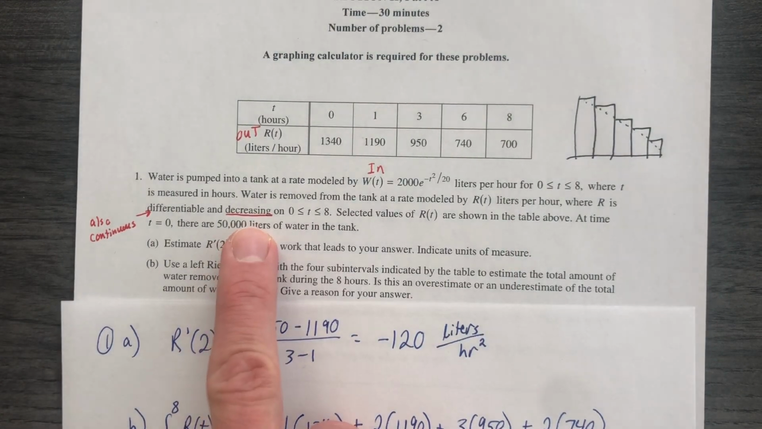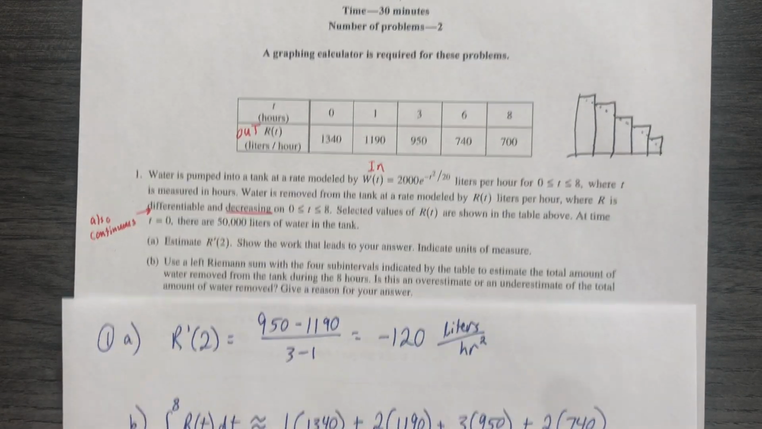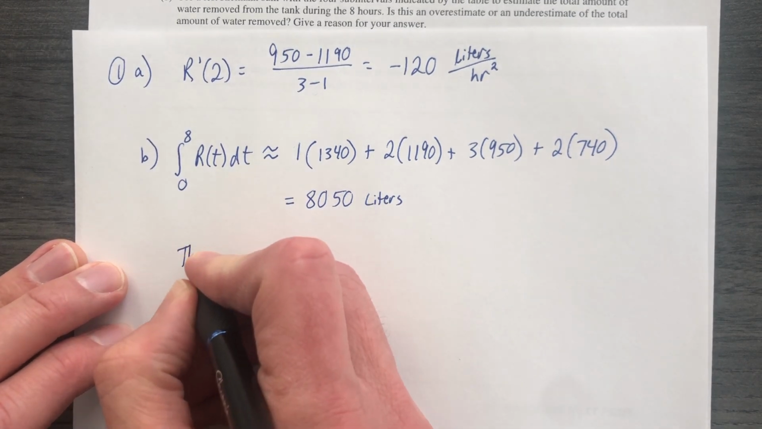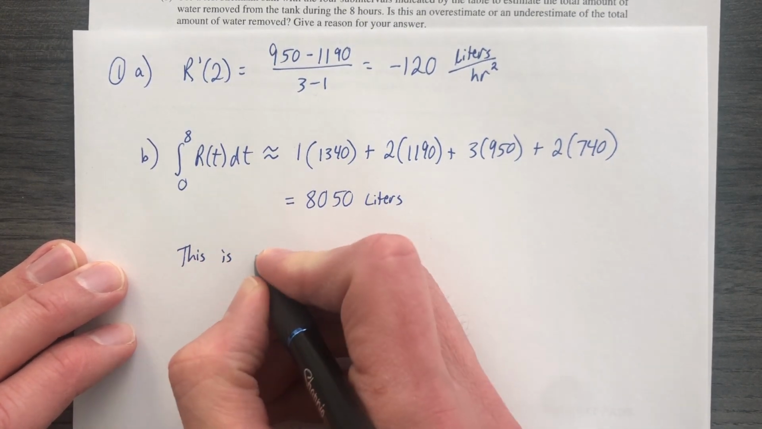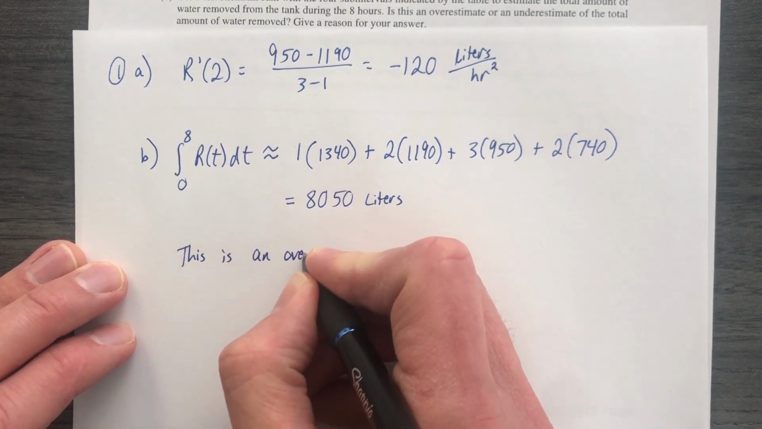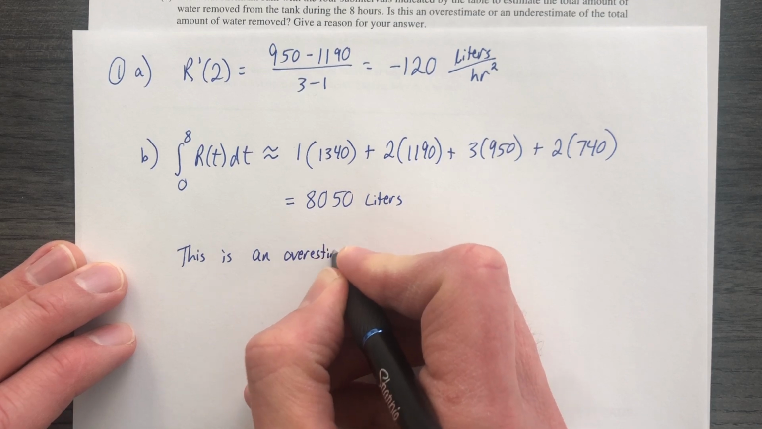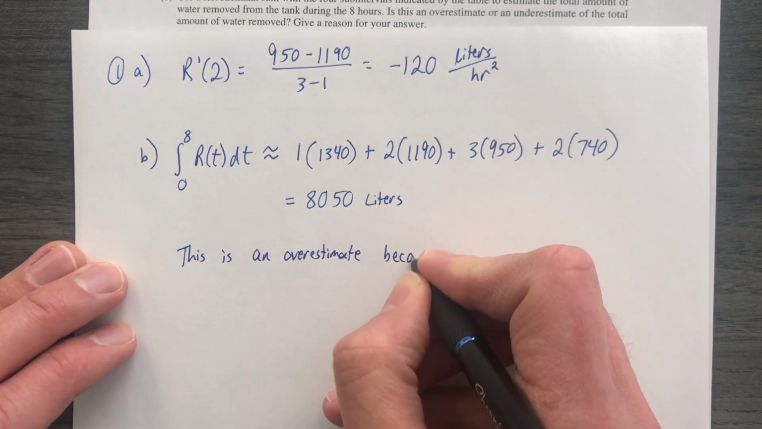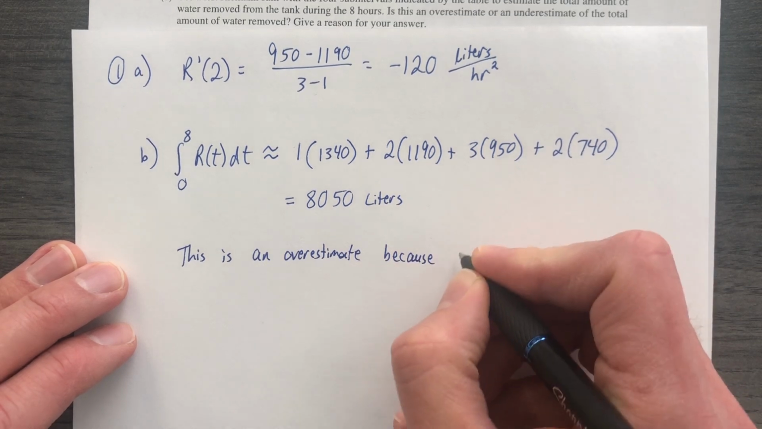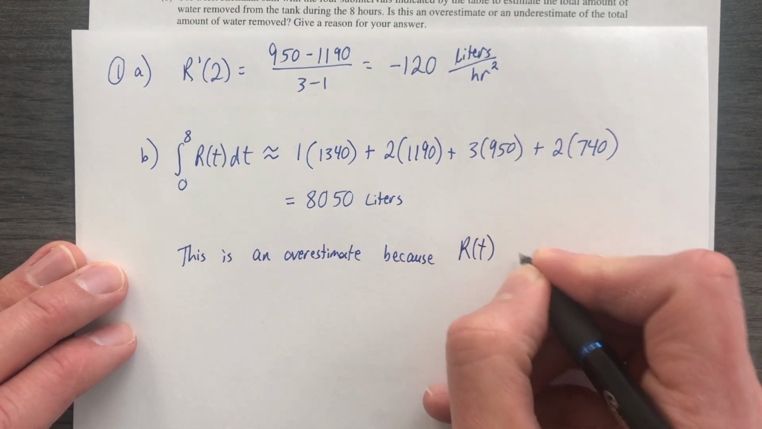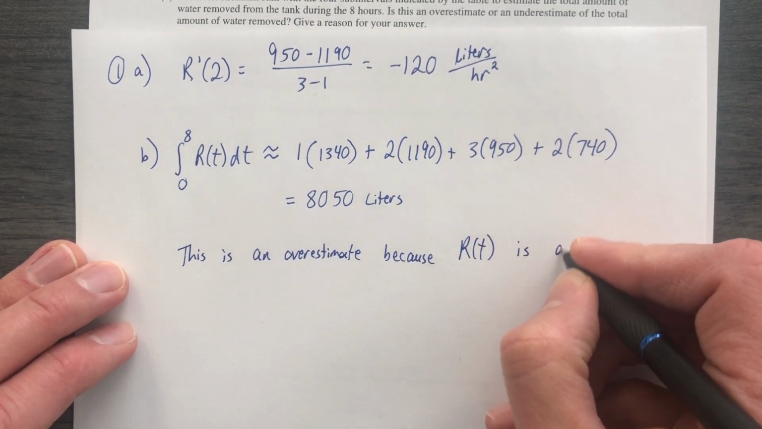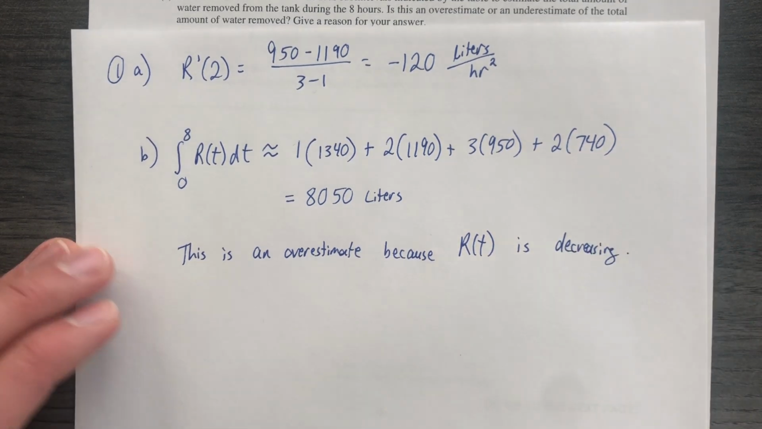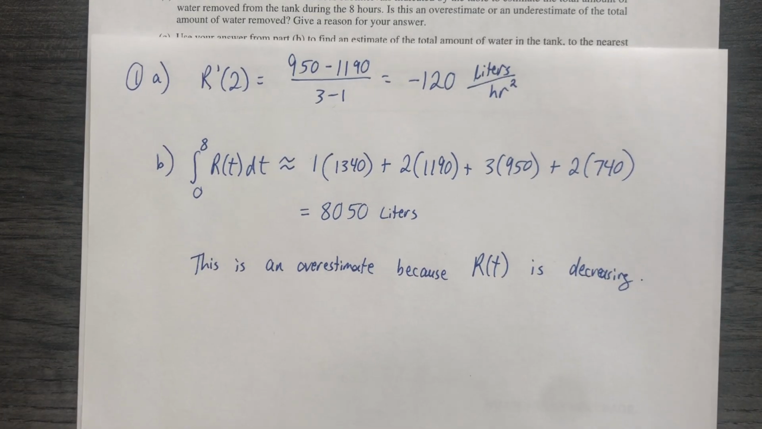And notice where we underline decreasing. It's good to know. So let's write an explanation. This is an overestimate. And why? Because the function is decreasing. It is strictly decreasing. Sometimes they put the word strictly in there.